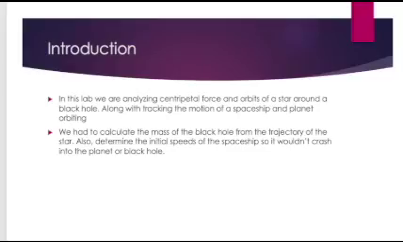This lab, we are analyzing the centripetal force and orbits of a star around a black hole. Also, we are tracking the motion of a spaceship and planet orbiting a black hole and the two objects interacting with each other. We also have to calculate the mass of the black hole from the trajectory of the star, and we also have to determine the initial speeds of the spaceship so it wouldn't crash into the planet or black hole, but also will travel close to the black hole and escape from it.